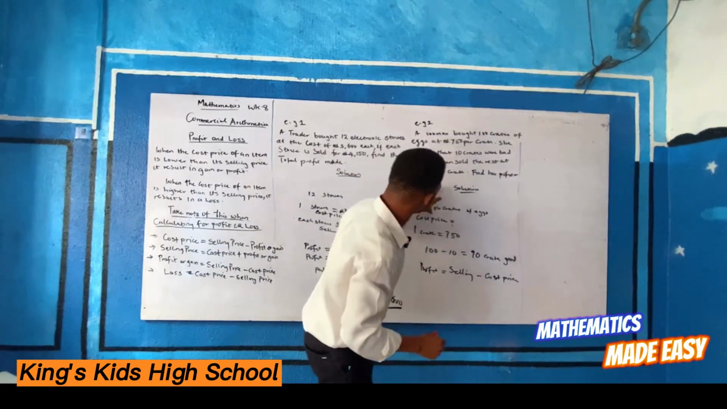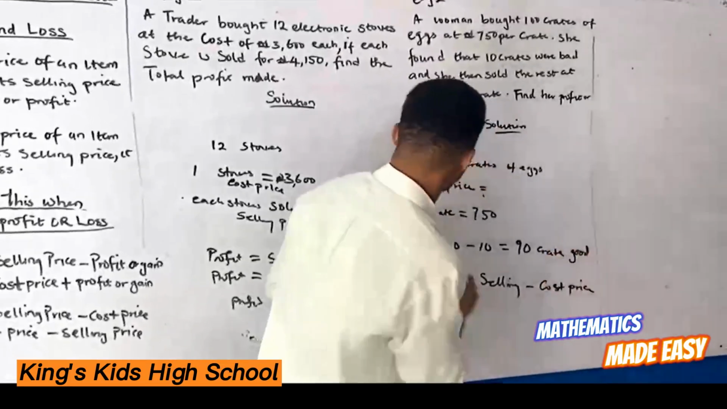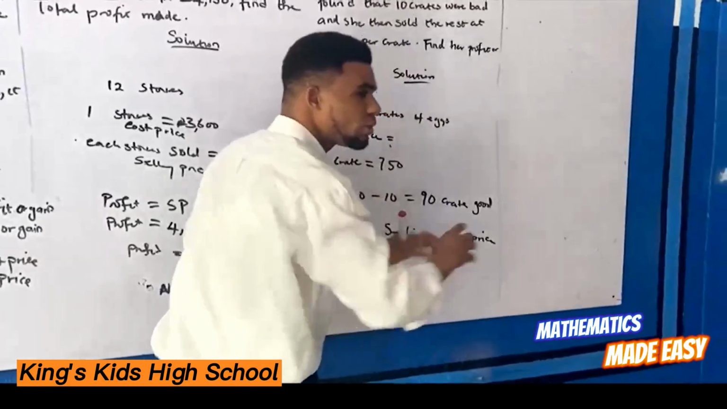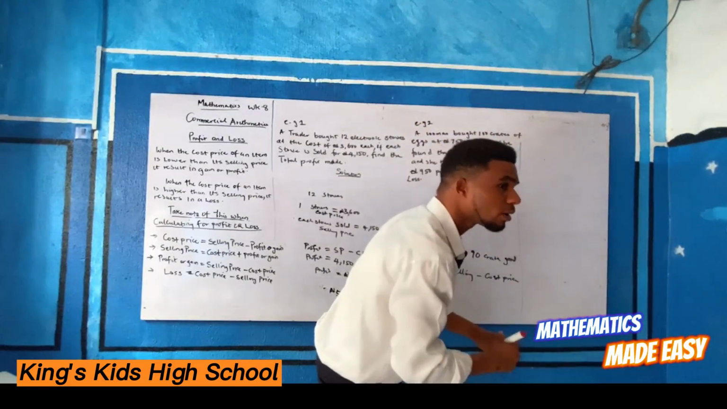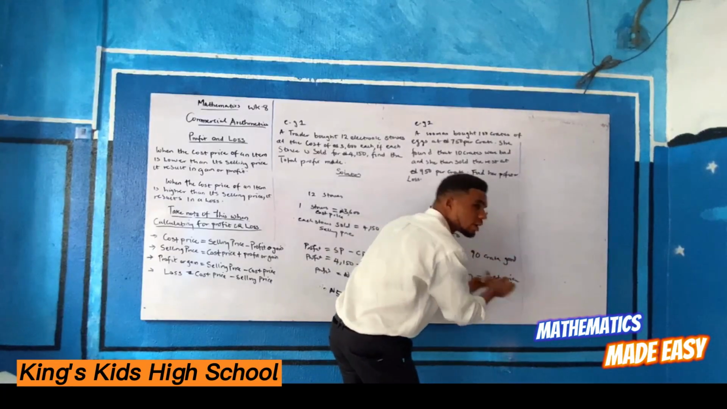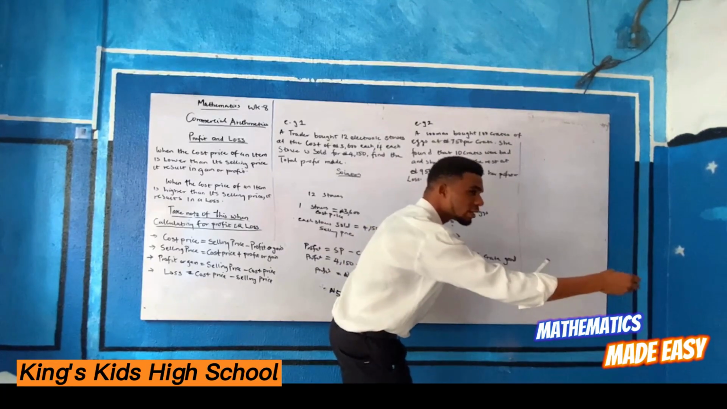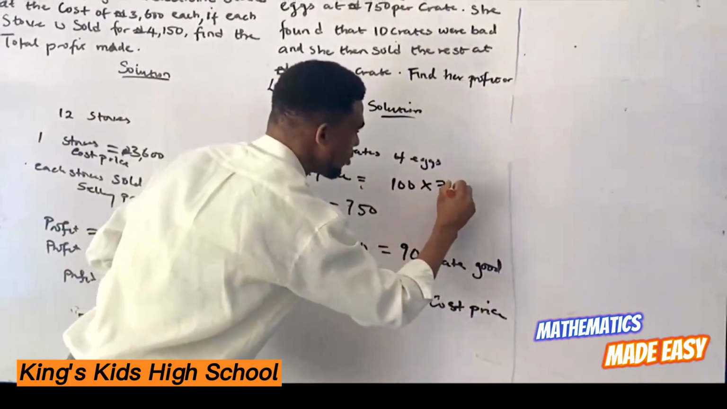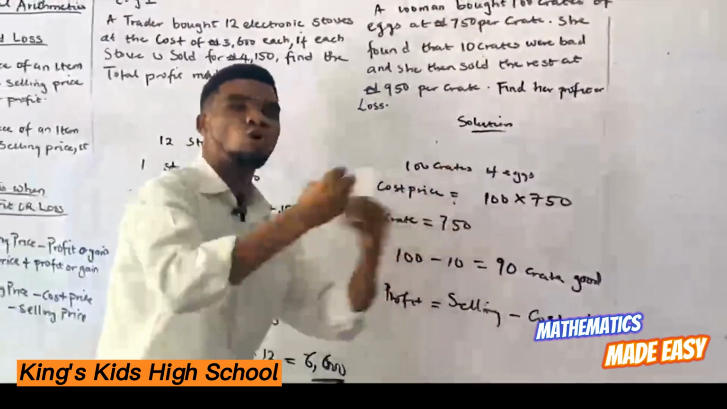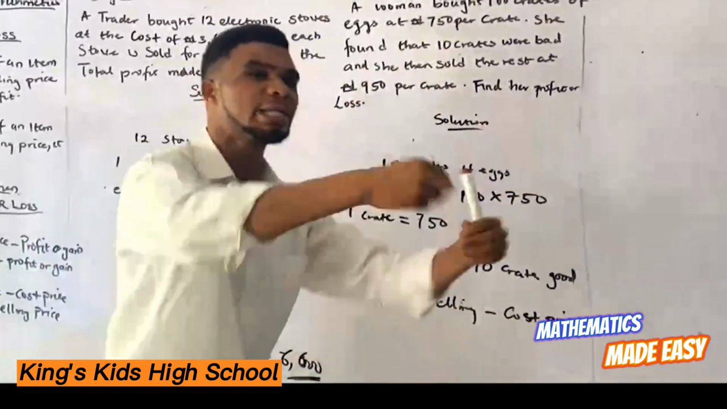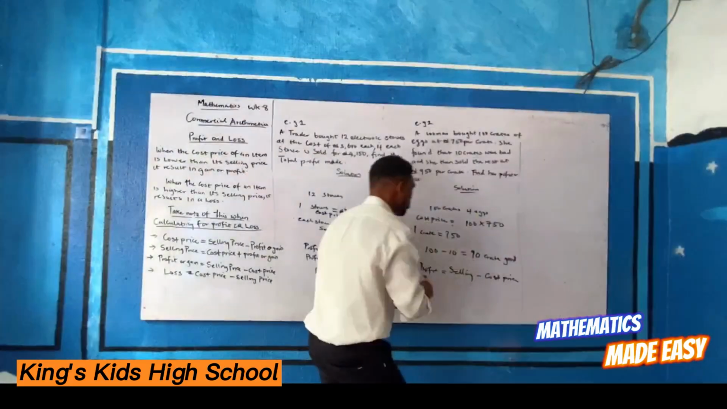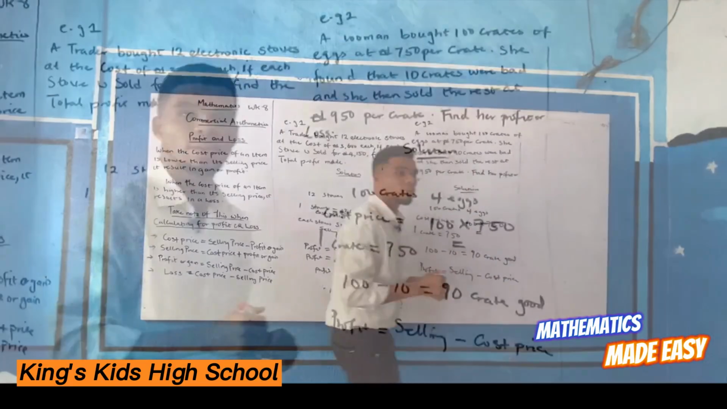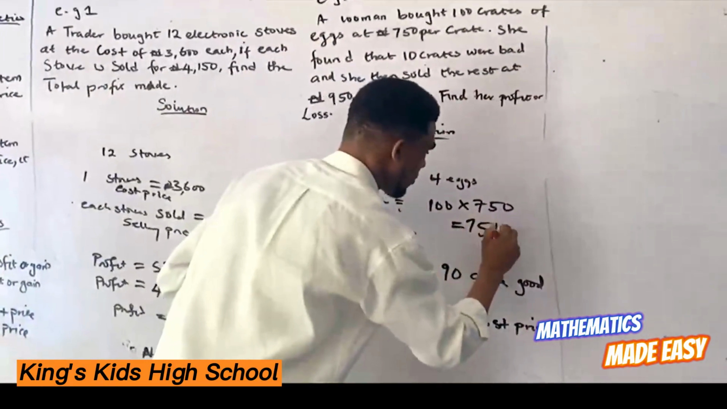And now, to get the crate which he bought, we are going to do 750 times what? To do the entire crate which he bought times what? That is for the good ones. But the one he entirely bought is 100. Are you following the concept? Now, let's do 100 times 750 so that we can get the cost price of the entire crate that he bought. Are you following? Now, can you give me the answer to this? 100 times 750. 75,000.